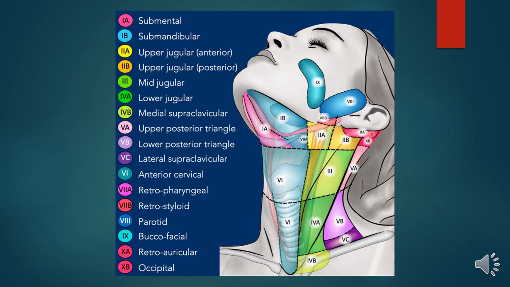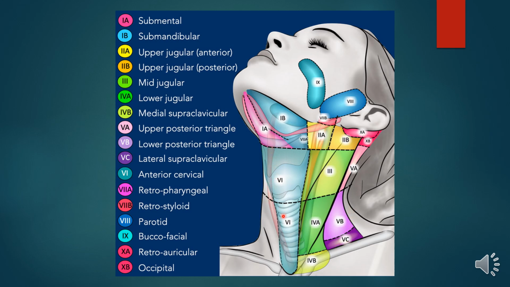This retroauricular has been further divided into retroauricular and occipital lymph nodes, 10A and 10B. Just to recall again, 1A in the digastric triangle anteriorly, submental lymph nodes, 1B posteriorly in the submandibular level, 2A superiorly in the anterior triangle anterior to the jugular, 2B posterior to the jugular, 3 between hyoid and cricoid, 4 below cricoid, 4A at the level of thyroid, 4B below that, supraclavicular region, 5A in the posterior triangle above the cricoid, 5B below the cricoid, and 5C supraclavicular.